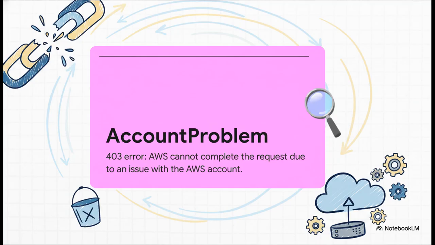Let's anchor our understanding with the actual definition. An account problem is a 403 error, indicating AWS cannot complete your request because of an issue associated with the AWS account itself. It's significantly less common than your standard access denied or no such key errors. But when it does pop up, it requires a completely different mindset. You really have to stop looking at your code and zoom out. You aren't fixing a bucket. You're addressing the foundational layer that the bucket sits on.